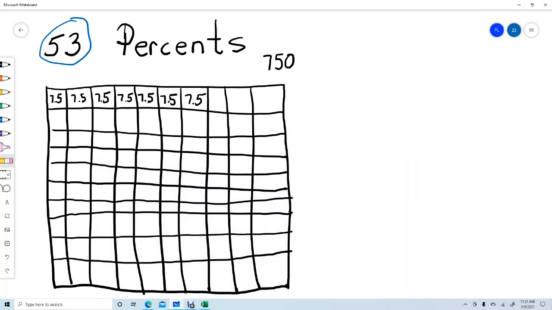Hi class, we are on lesson 53 now. Lesson 53 is about percents. Most of you have some familiarity with percentages.